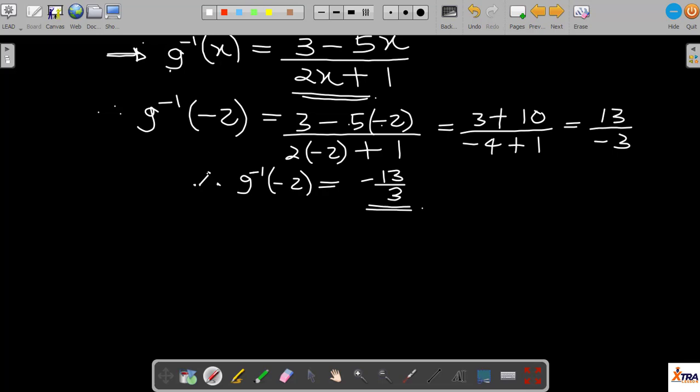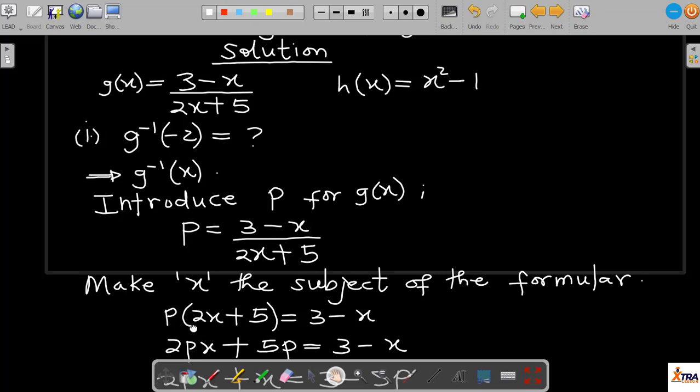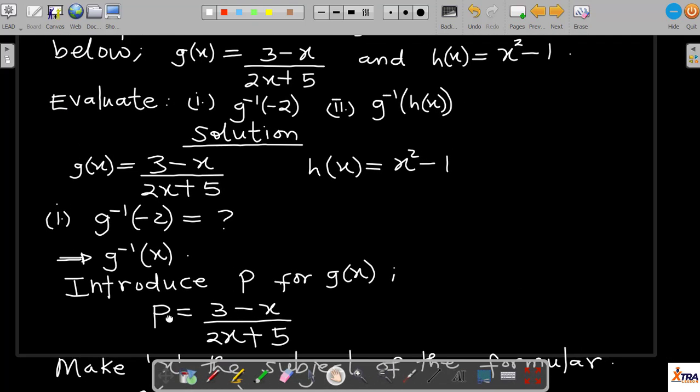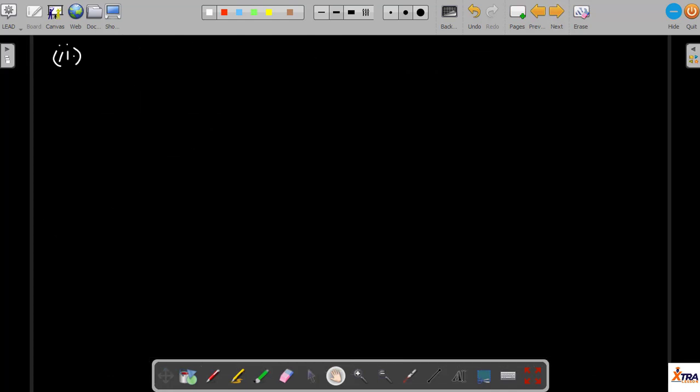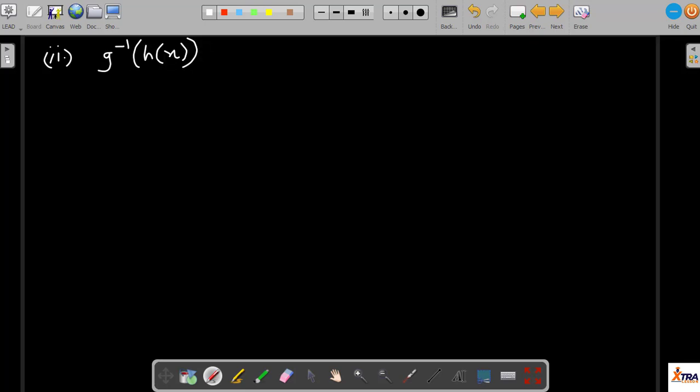So that is that for our math figure 2. For our figure 2, we are asked to find g inverse of h of x. That is what we are looking for in this case.